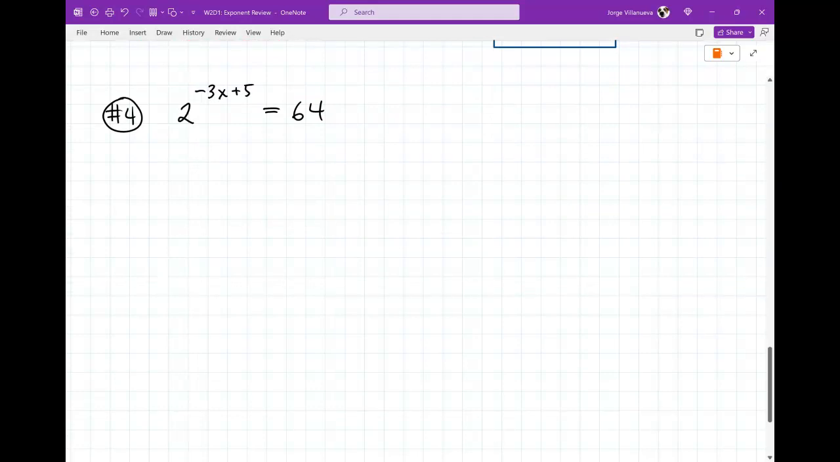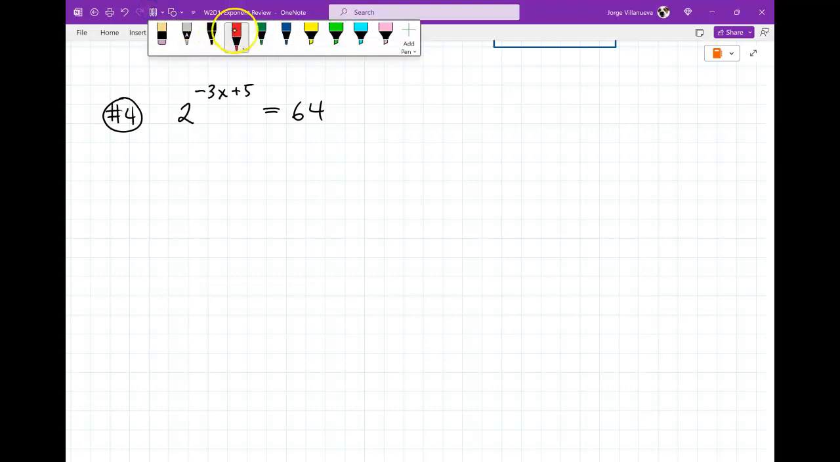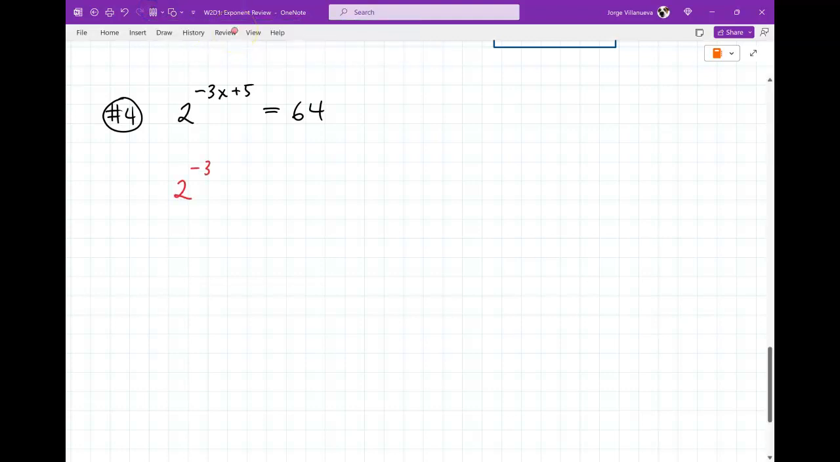So you see 2 to the negative 3x plus 5 equals 64. All right? So obviously 2 and 64 are not the same base, but I can write 64 as a base of 2. 2 to what power? Try to work that out. 2 to what power is 64?